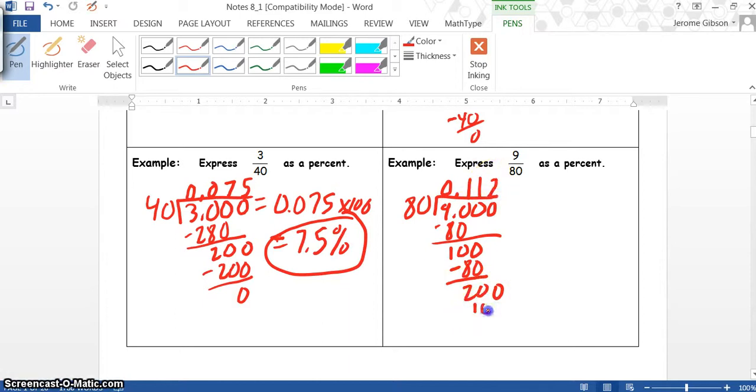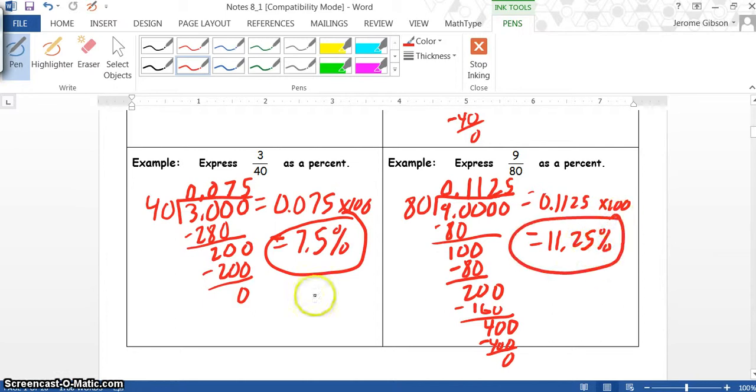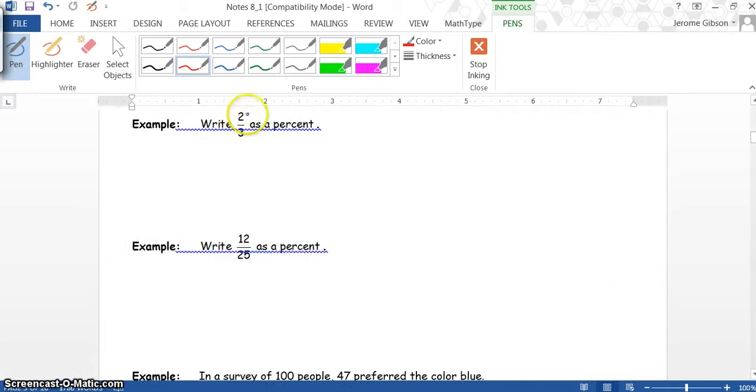2 times 80 is 160. 200 minus 160 is 40. We will add a 0 and bring it down. 80 goes into 400 5 times. 5 times 80 is 400, and we have no remainder. So now we need to multiply this by 100, 0.1125 times 100, and this will give us 11.25, and we will add our percent sign at the end, and we're done. Now we come to our next example.